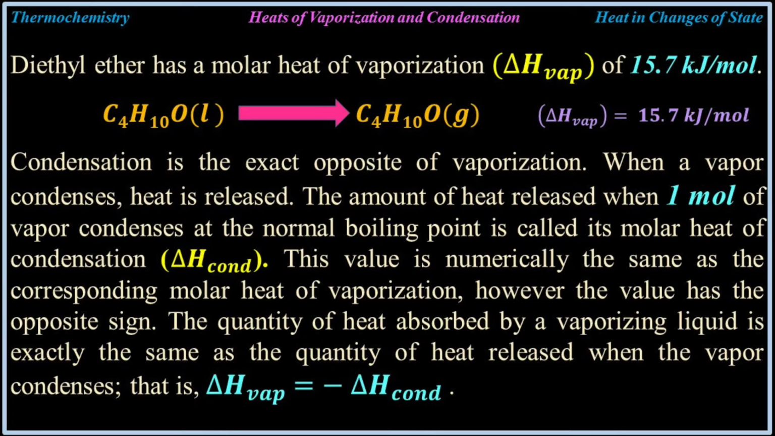Condensation is the exact opposite of vaporization. When a vapor condenses, heat is released. The amount of heat released when 1 mole of vapor condenses at the normal boiling point is called its molar heat of condensation. This value is numerically the same as the corresponding molar heat of vaporization. However, the value has the opposite sign. The quantity of heat absorbed by a vaporizing liquid is exactly the same as the quantity of heat released when the vapor condenses. That is, delta H vaporization equals negative delta H condensation.